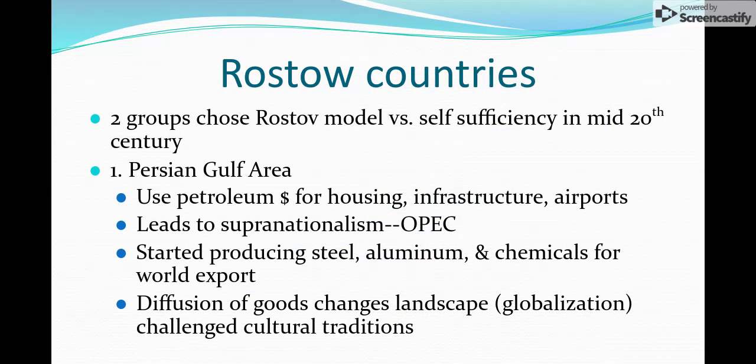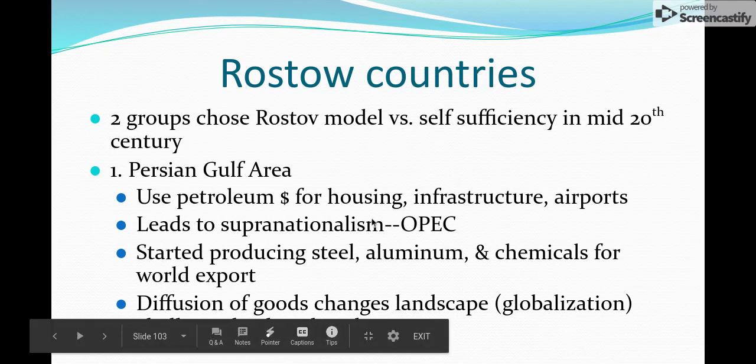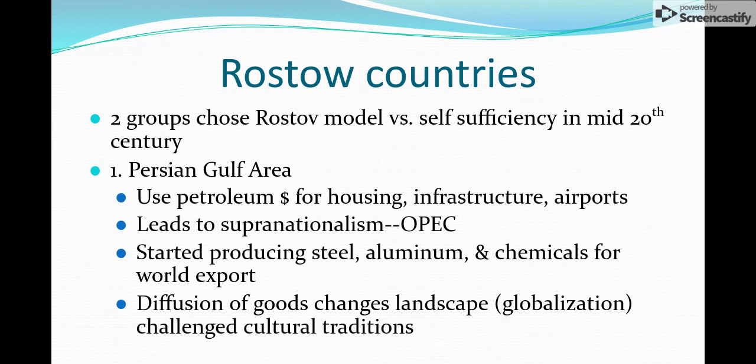So some examples of groups or regions of the world that chose the international trade model: the Persian Gulf area, also known as the Middle East or Southwest Asia. What they did is they specialized in oil, chemical, natural gas refinement, traded it for money, which they used to improve their airports, improve their ports, their roads, their wells, their mining areas. They created an organization known as OPEC.